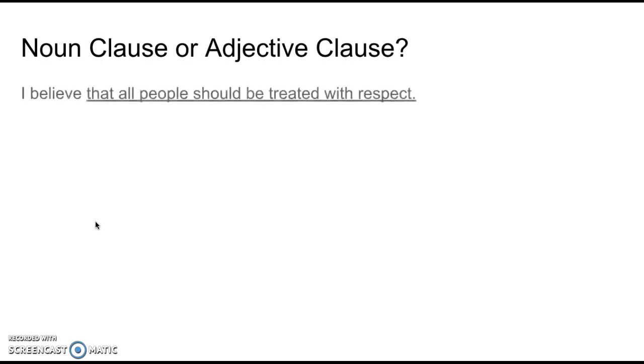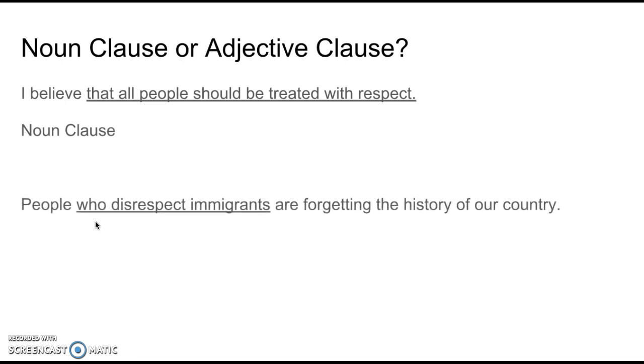So let's look at this example. I believe that all people should be treated with respect. Is it a noun clause or an adjective clause? It's a noun clause. Why? Because it comes after a verb. It's in the object position of the sentence. What goes in object position? A noun. People who disrespect immigrants are forgetting the history of our country. So who disrespect immigrants? What type of clause? Did you say adjective? This clause comes right after a noun, and it gives more information about that noun. So it's an adjective clause.